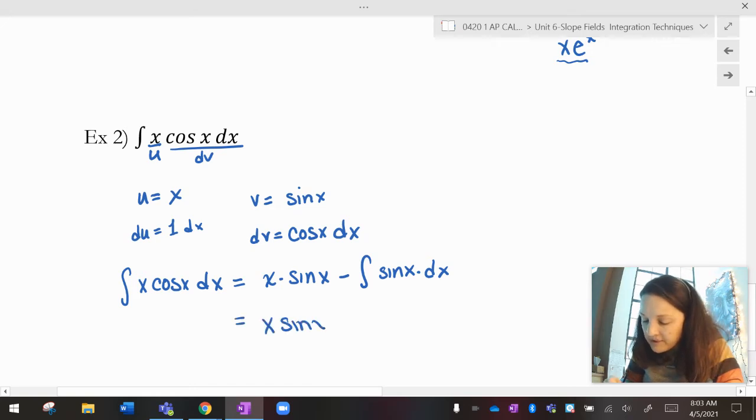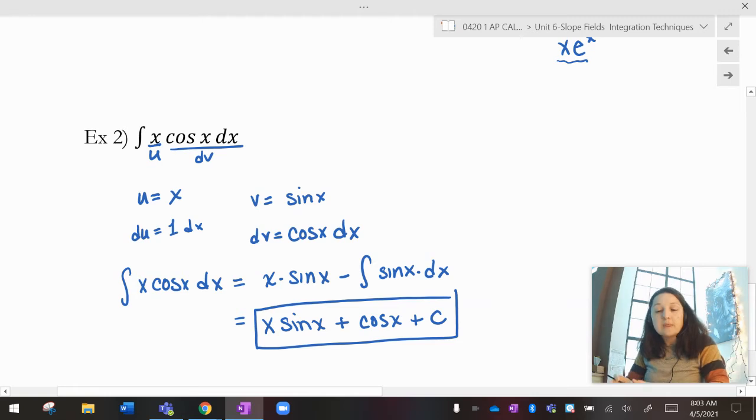So this is going to be x sine x. And then whose derivative is sine? That would be negative cosine. So this will become plus cosine x plus c. The antiderivative of x cosine x is x sine x plus cosine x plus c.